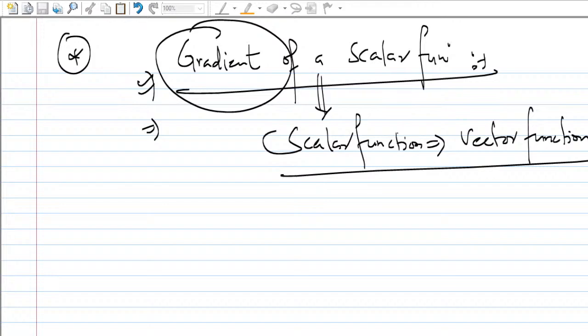So we'll talk about scalar functions, then we will apply the nabla operator or del operator, right? And then we'll get a vector function.